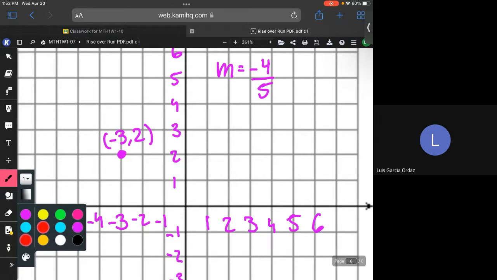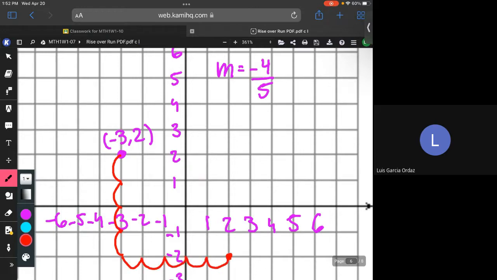So I'm going 4 units down, and how much to the right? So 2 and -2. So I'm going 4 units down, and then 5 to the right, which takes me to the point 2 and -2.